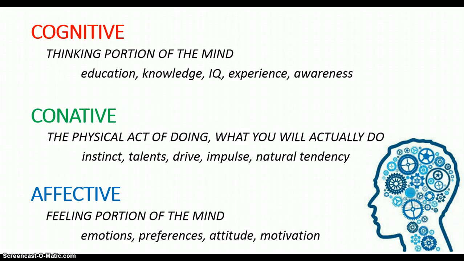The last portion of the mind is the affective portion, highlighted in blue below. And this has to deal with your feelings, how you feel about different situations, your emotions, your preferences, attitudes towards different things, and your motivation. So obviously this portion of the mind is unique to each individual. Everybody has different emotions and feelings towards different situations and different things.